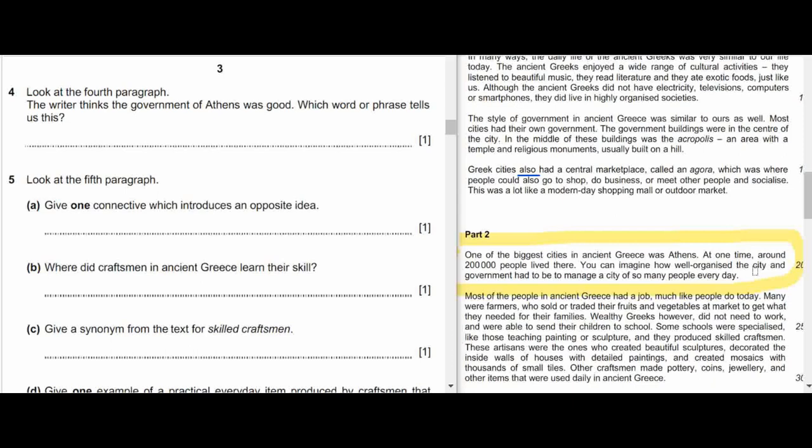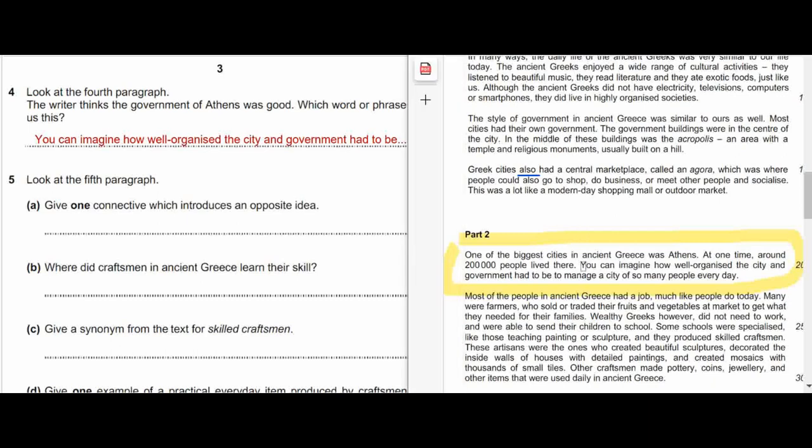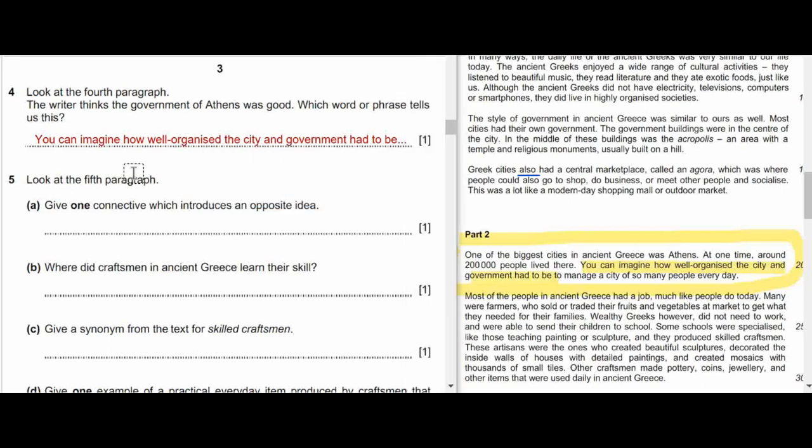Alright, let's open up the answer. The phrase is "you can imagine how well organized the city and government had to be", in this sentence. So that shows that the writer thinks the government of Athens was good. Next, we move on to question 5.